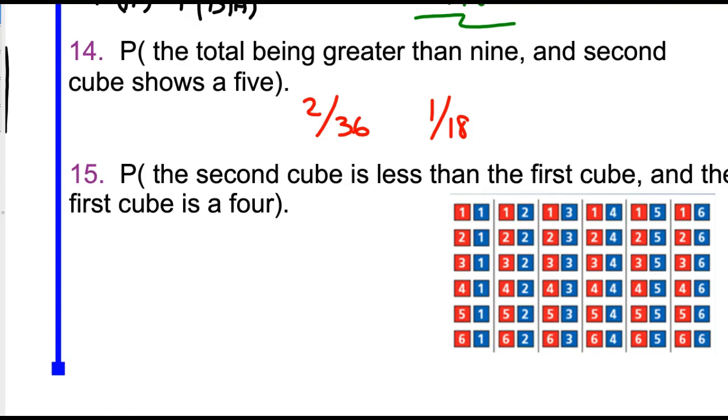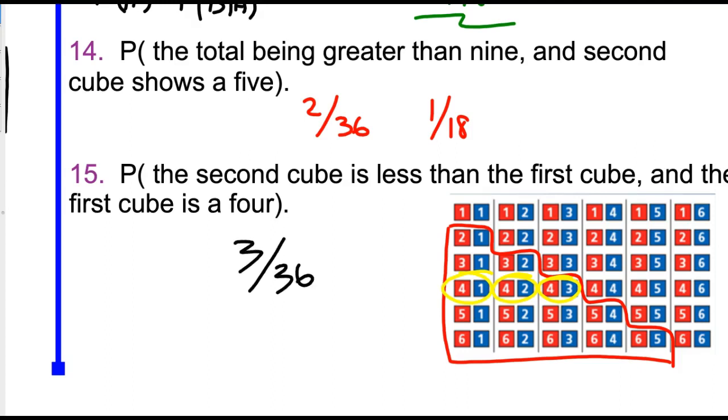The second cube is less than the first cube, and the first cube is a 4. So the second cube less than the first cube. The second cube is the blue one, we'll say. So second cube less than the first cube, that's going to be this one, this one, this one, this one, this one, this one. Okay, so it's all below the doubles right there. And then the first cube is a 4. So of all of them where the first cube is a 4, we're talking about this one right there, this one right there, and this one right there. So how many is that? That's a total of 3. 3 out of a total of 36, which is a probability of 1/12.